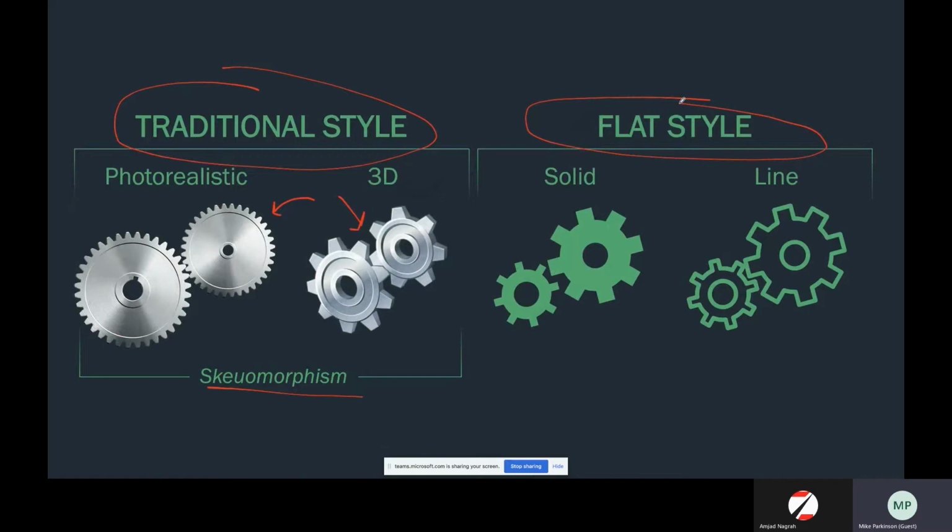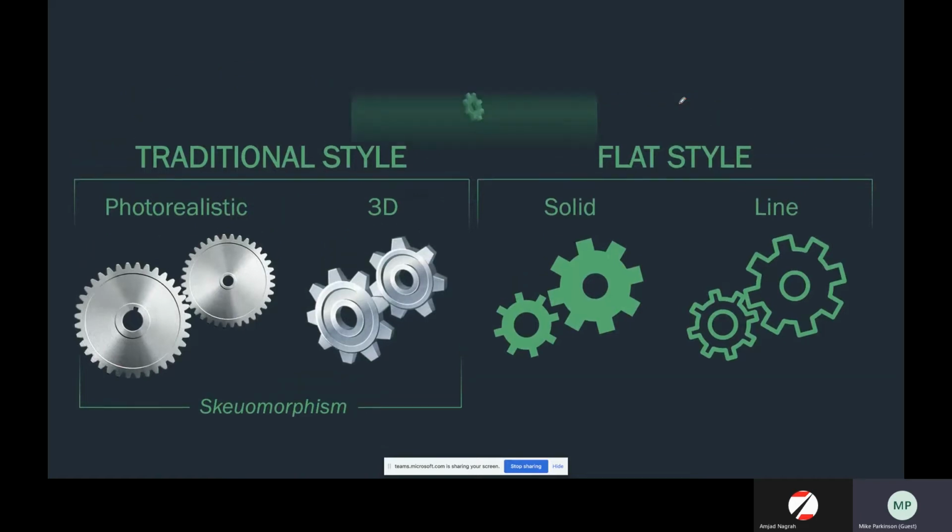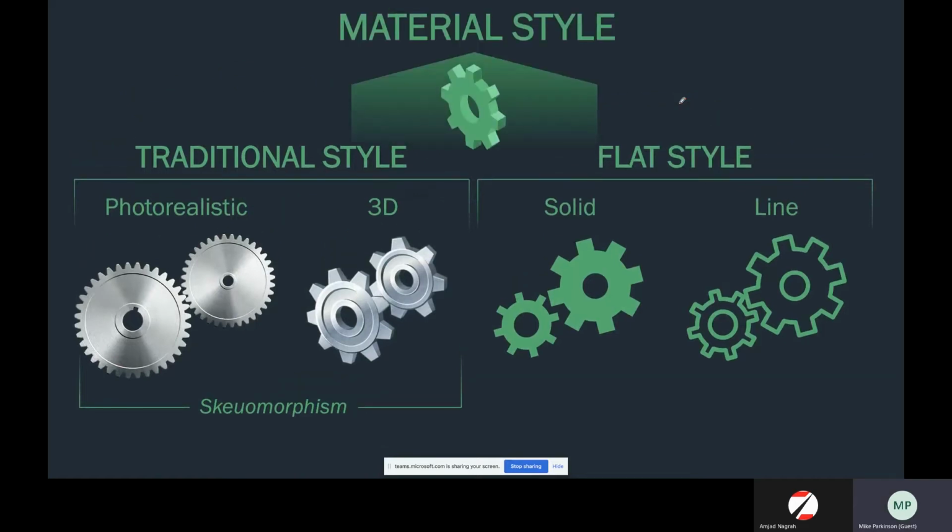So flat style became the style of choice in recent years. And then in 2016, Google created a new style called material style. Material style is the best of flat and the best of traditional. What it says is sometimes I might need some skeuomorphic aesthetics to make my graphic more effective, but I am not going to add unnecessary graphic embellishment.